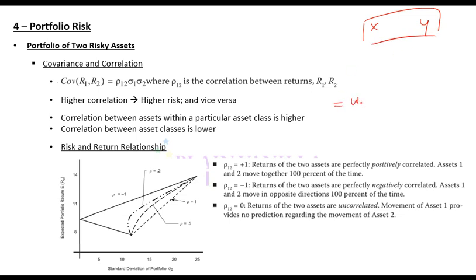You can calculate variance using this formula: W1 squared into variance 1, plus W2 squared into variance 2, plus 2 into covariance into W1 into W2. This was the formula for variance. But this is for two assets.